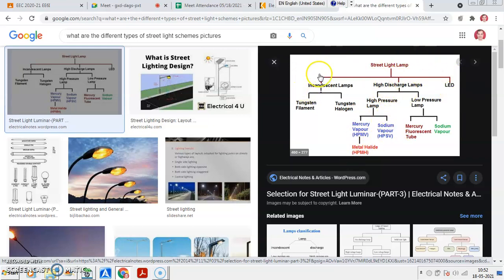So keep in mind, all these, the picture that is here, now it is driven towards the LED. Now we are having the LED lamps.